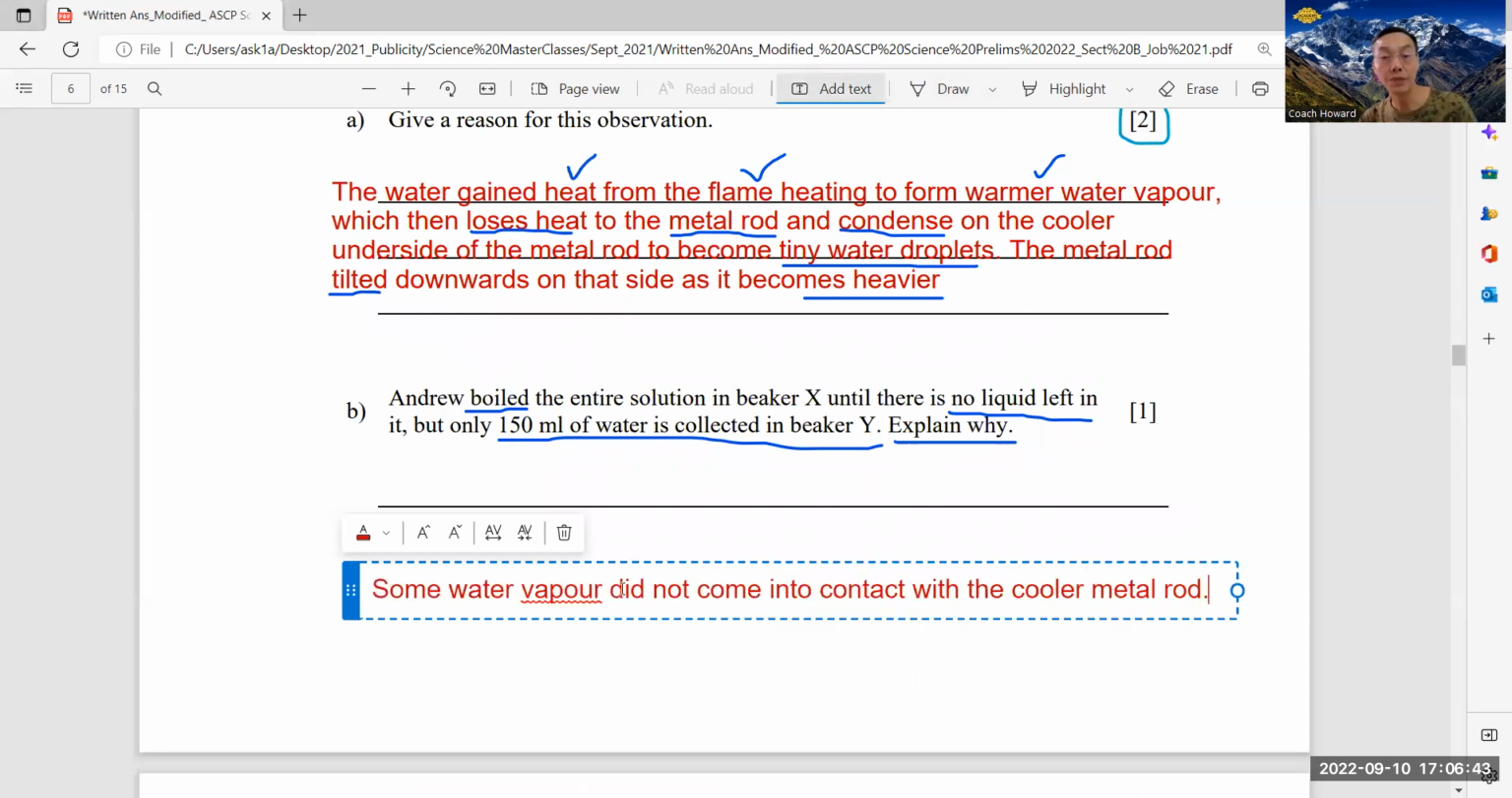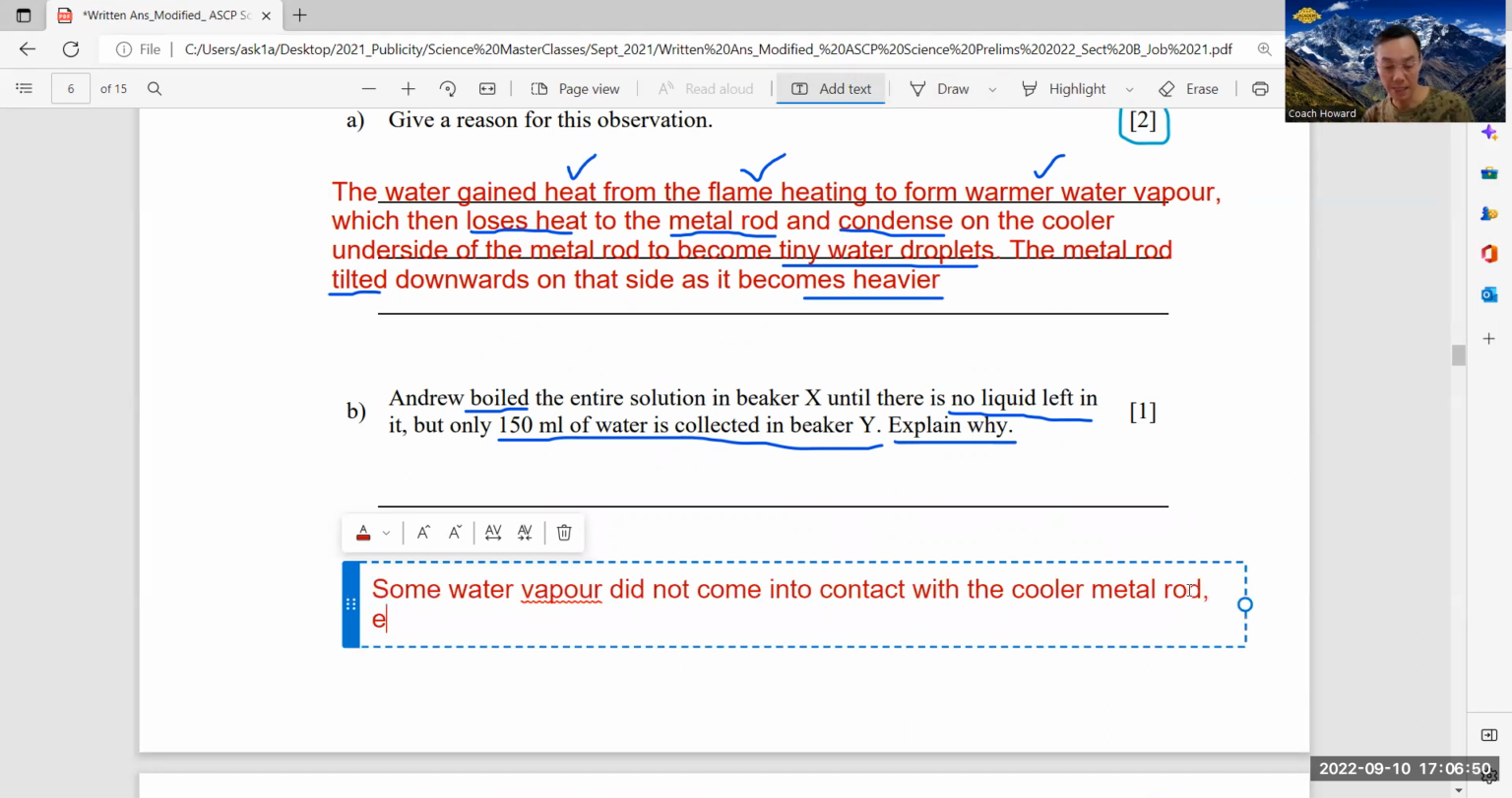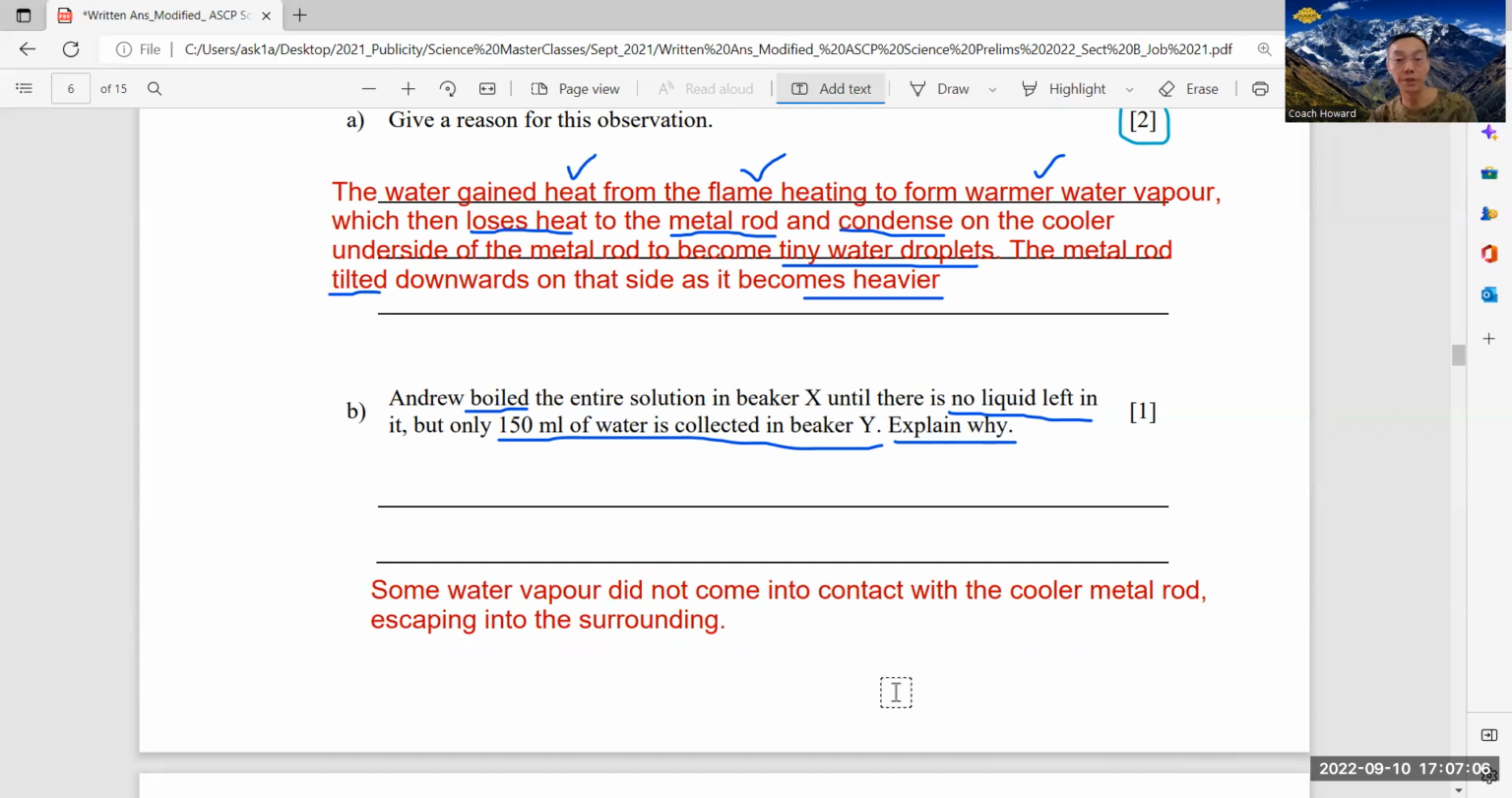Some of the water vapor did not come into contact with the metal rod, escaping into the surrounding. Okay, some water vapor did not come into contact with the cooler metal rod and escaped into the surrounding. Okay, so this part, take note.